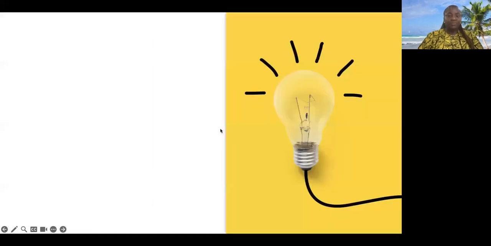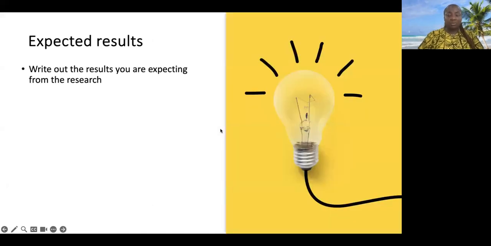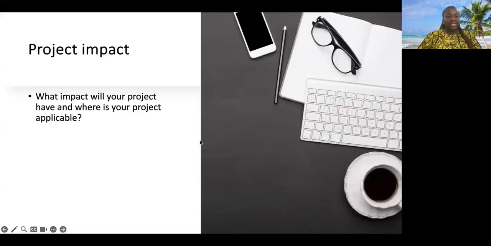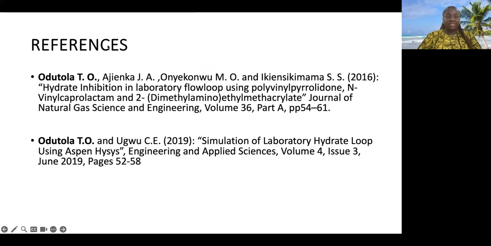on your project. Then what are your expected results? What results do you think you will have from this project? I understand you haven't done the project yet, but you should have an idea of the kind of results you should be achieving. So just tell us what kind of results you'll be achieving. And then what impact will your project have? And where is your project applicable? So you would want to tell us that too here. And you list out your references in the proper referencing syntax as shown here.